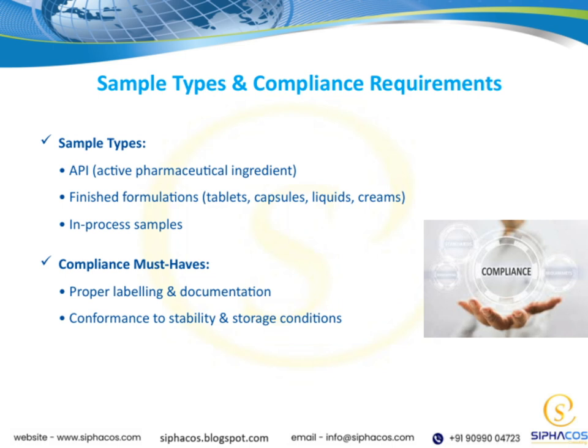Moving on to compliance must-haves, there are a few key points to emphasize. Proper labeling and documentation are absolutely essential. They ensure traceability and help us meet regulatory standards. Equally important is conformance to stability and storage conditions, meaning we need to verify that samples are stored correctly to maintain their integrity and efficacy. All of these elements tie back to our overall goal of ensuring quality, safety, and regulatory compliance throughout the manufacturing and testing process. Keeping these sample types and compliance essentials in mind helps us maintain the high standards expected in our industry.